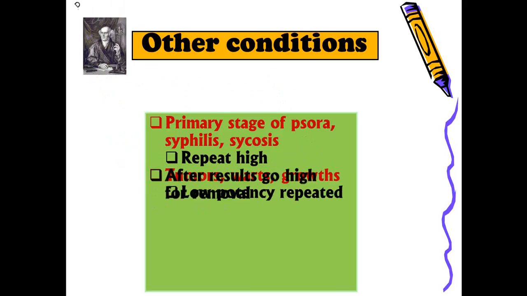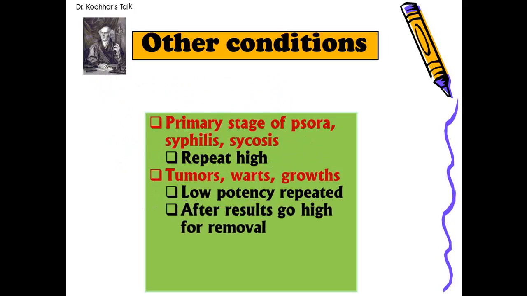In tumors, warts and growths, low potency in repeated doses. This is a very important lesson, that in these conditions you first of all give low potency in repeated doses. Once you start getting results, then that low potency will stop working.